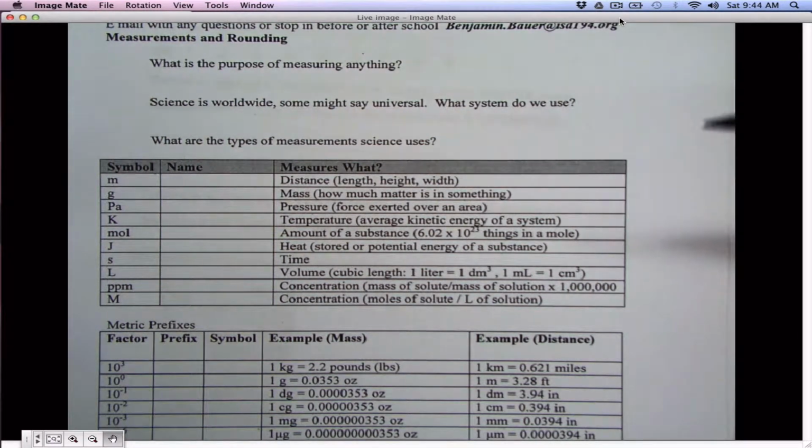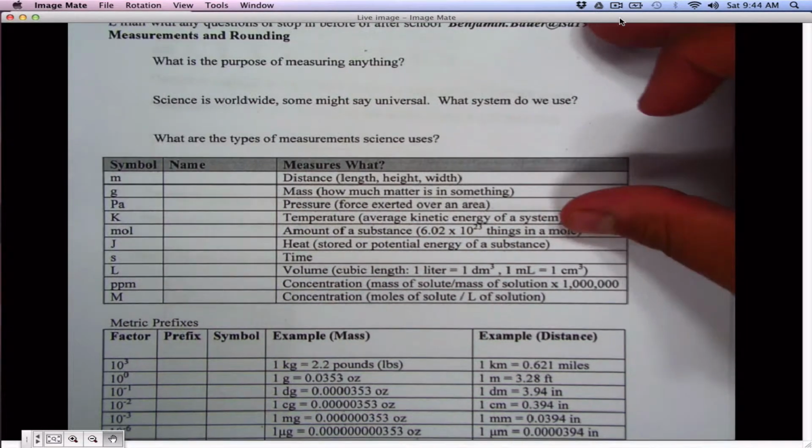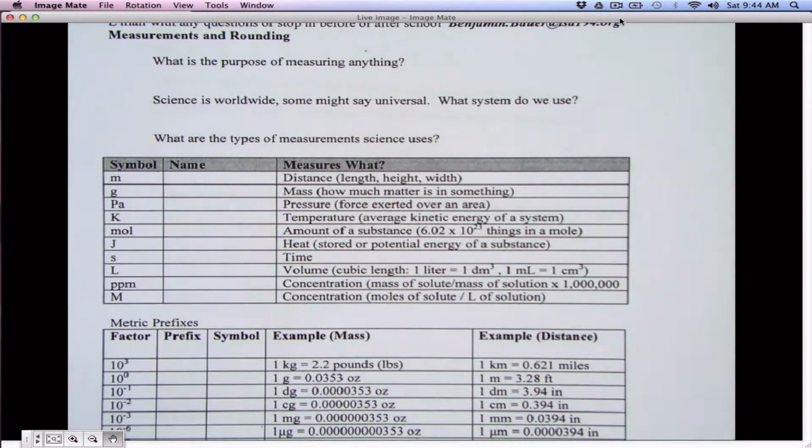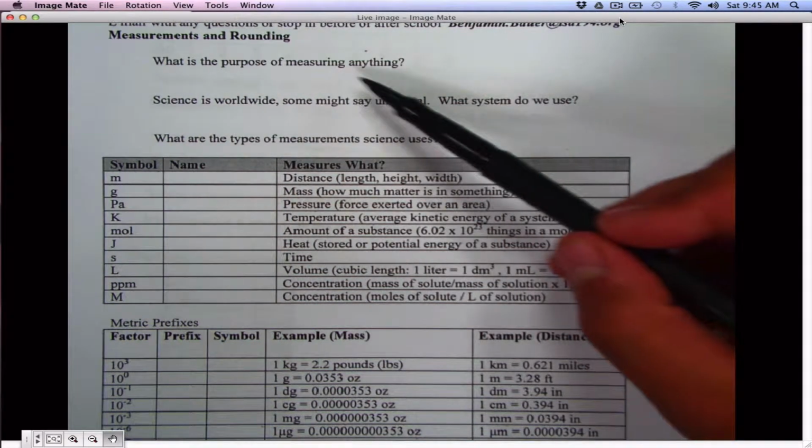Measurements and rounding. Why do we measure? What's the purpose of measuring? All those things. All right, let's get right into it. What we're going to do here is simply talk about how to measure, where to measure, what prefixes mean, and how to change some stuff. We should be pretty good. So what is the purpose of measuring anything?